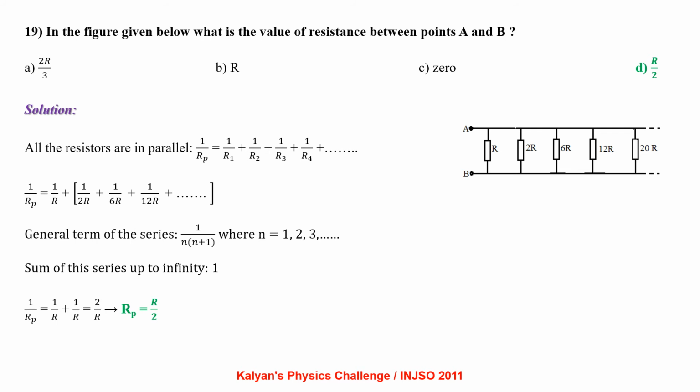The general term in the series is 1 by n into n plus 1, where n equals 1, 2, 3 and so on. So the sum of the series up to infinity is 1. So 1 by R parallel equals 1 by R plus 1 by R, that is equal to 2 by R. So the effective resistance between points A and B equals R by 2.